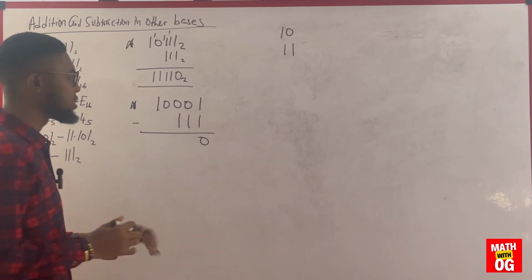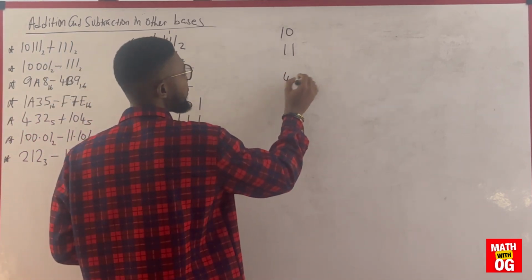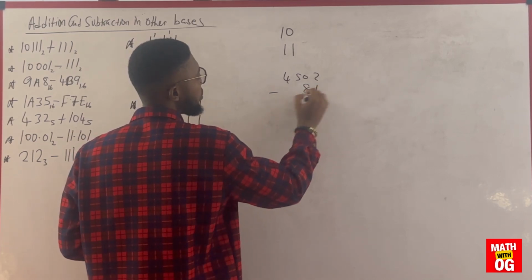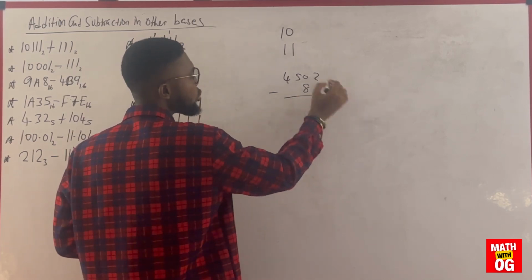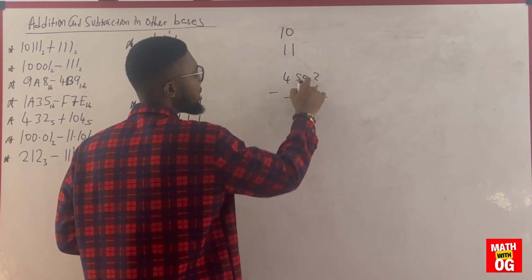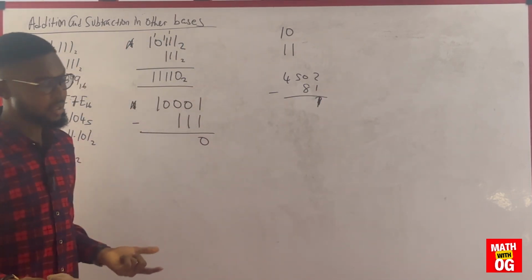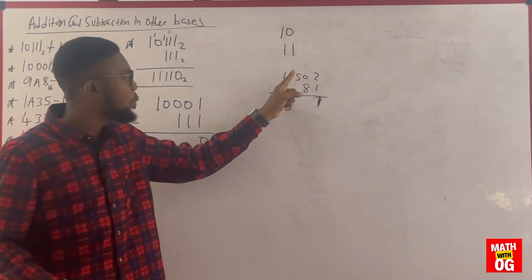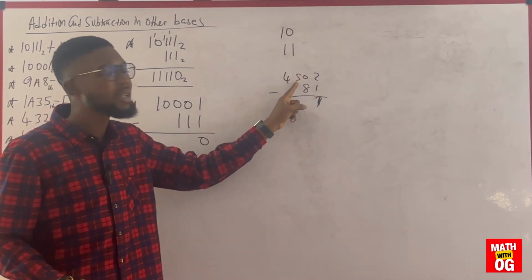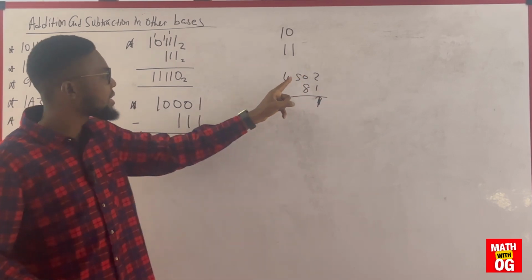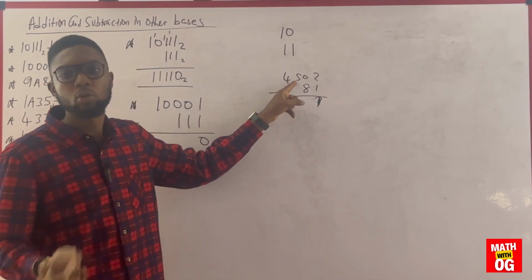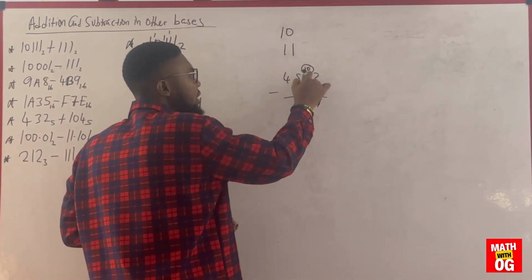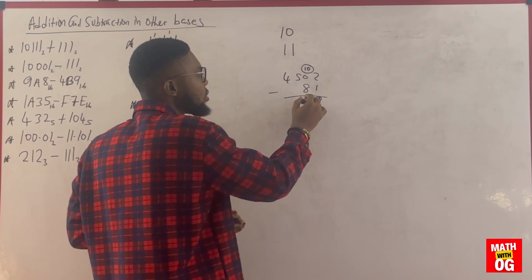Now let's go to base 10. For example, you are given this question: 4502 minus 81. Say 2 minus 1 is 1. Then say 0 minus 8. It can't go through. So we borrow 1 from here. We are not actually borrowing 1 from here, we are borrowing 10 from here. So you collect a number, and that number is equal to the base. So if I borrow 10 from here, what will come here is simply 10. Then we'll now do 10 minus 8, which is equal to what?